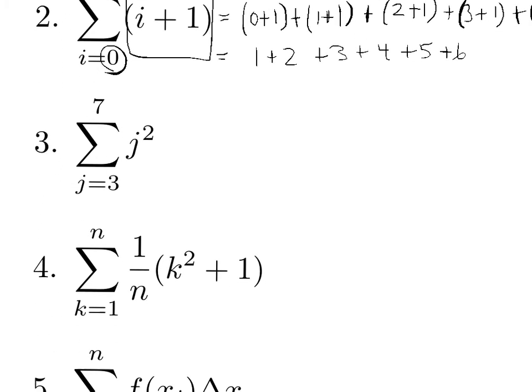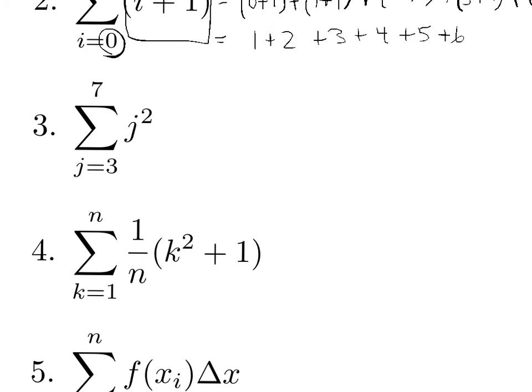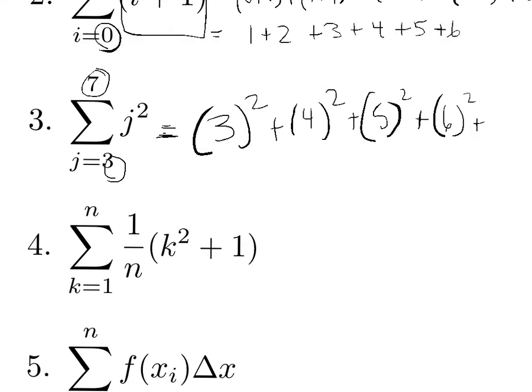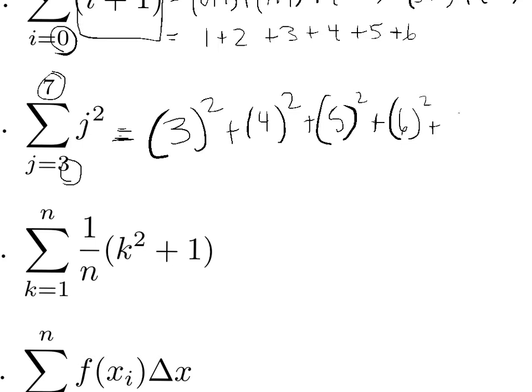Okay, all right, here's one that's a little bit different. Now we use j as our index of summation. What is our lower bound? 3. Our upper bound is 7, and starting at 3, we plug in for j: 3 squared, and we increment by 1. 4 squared, 5 squared, 6 squared, and 7 squared, and we stop there. Okay? Now, those are all pretty straightforward.